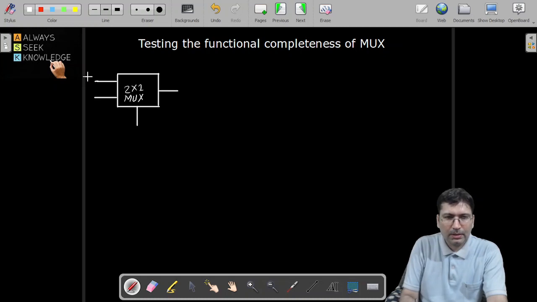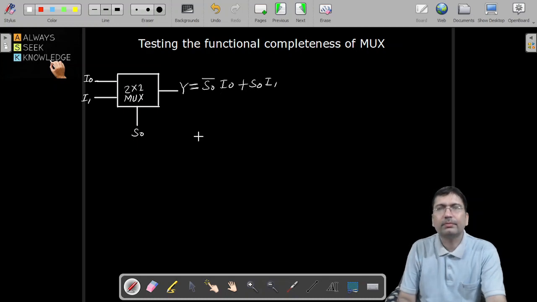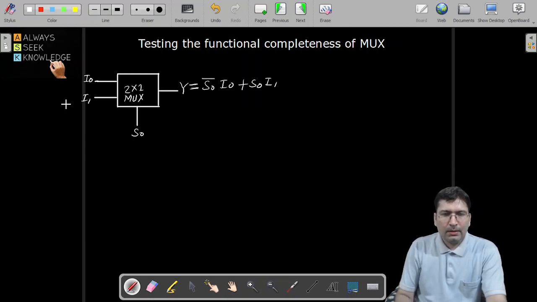I'm considering, let's say, I0, I1 inputs, and this is, let's say, the S0 select line, and this is Y. Now I have already told you that this Y will have the expression S0 bar I0 plus S0 I1, right? This thing we have already talked about. Now let's test the functional completeness.